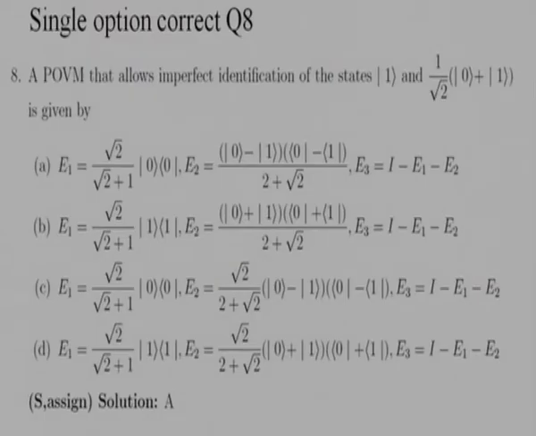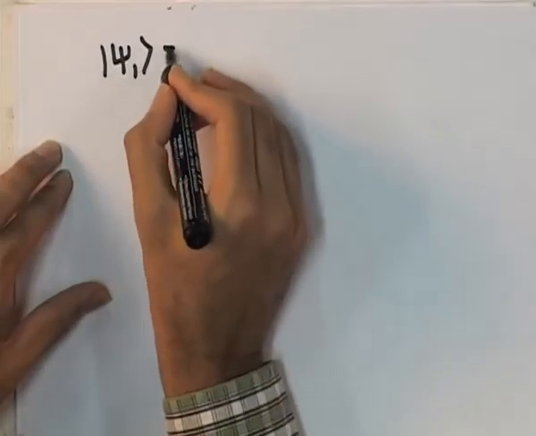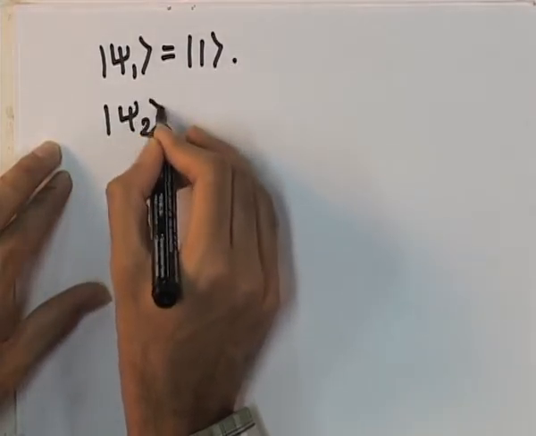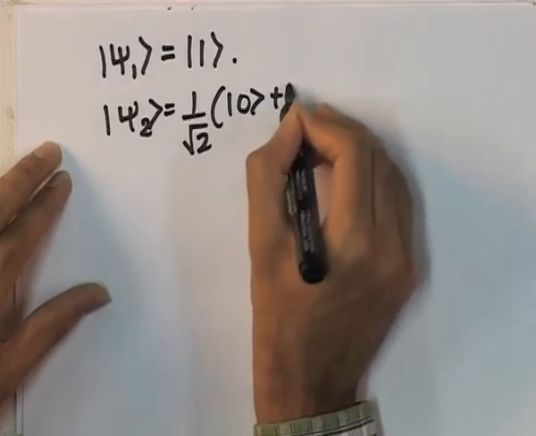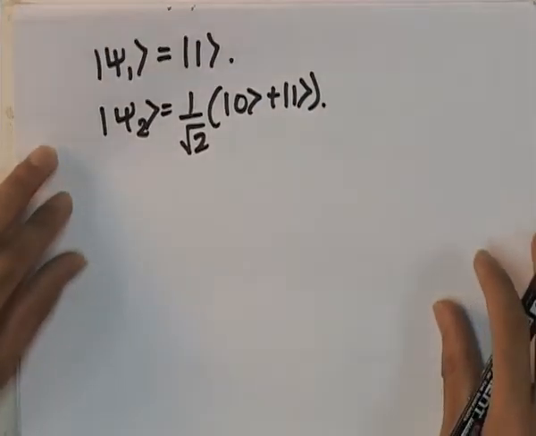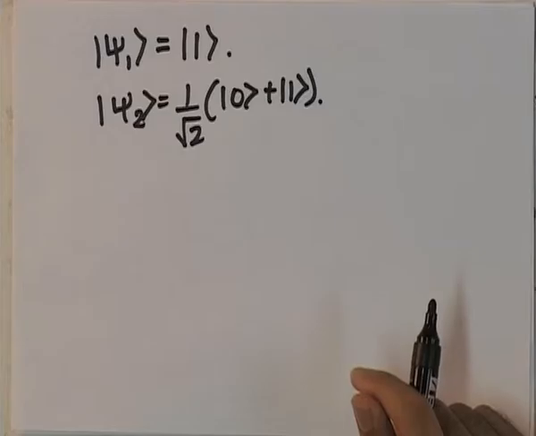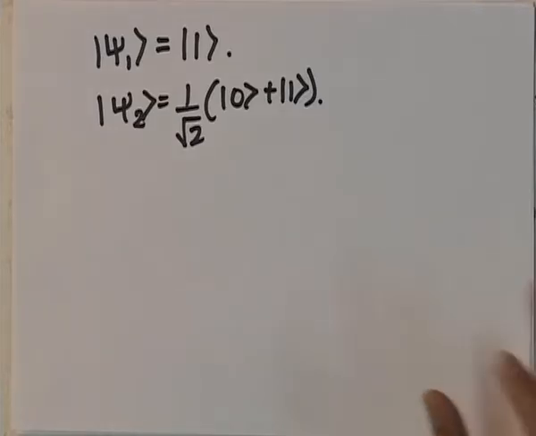Question 8 is about POVMs. We have been given two states which are, let us name them psi 1 and psi 2. So state psi 1 is |1> and state psi 2 is given to be 1 upon root 2 times (|0> plus |1>). The question asks, a POVM that allows imperfect identification of the states |1> and (|0> plus |1>) by root 2 is given by, and we have been provided with 4 options.